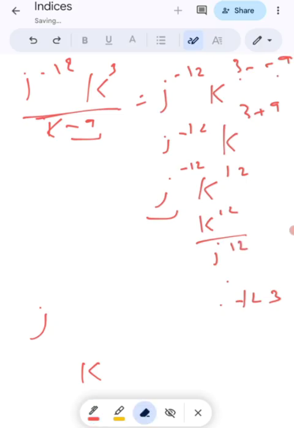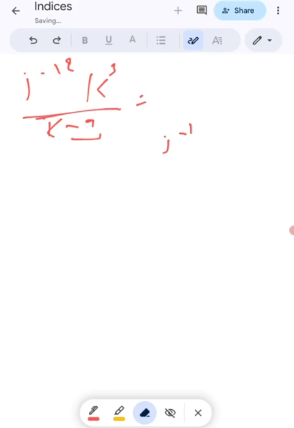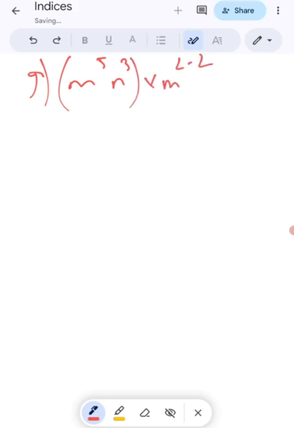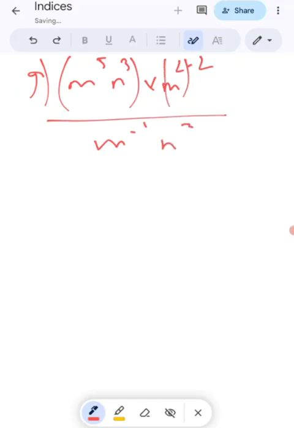Moving on, part G says (m^5 n^3) in a bracket, multiplied by m^-2 upon m^-1 n^2 outside.